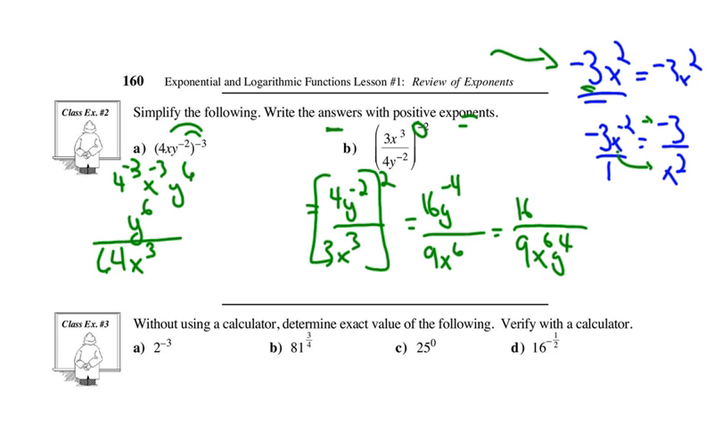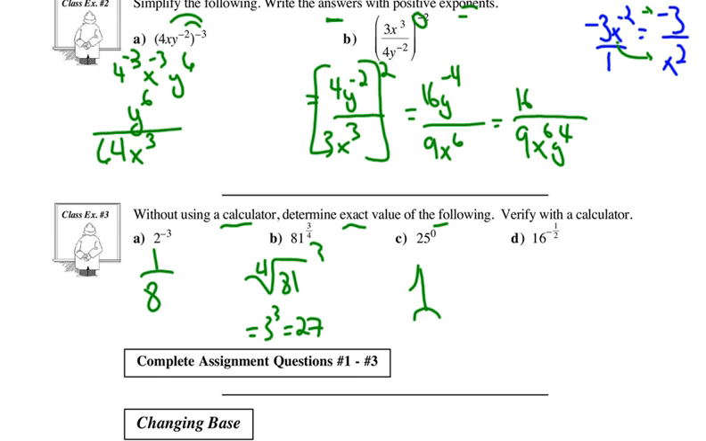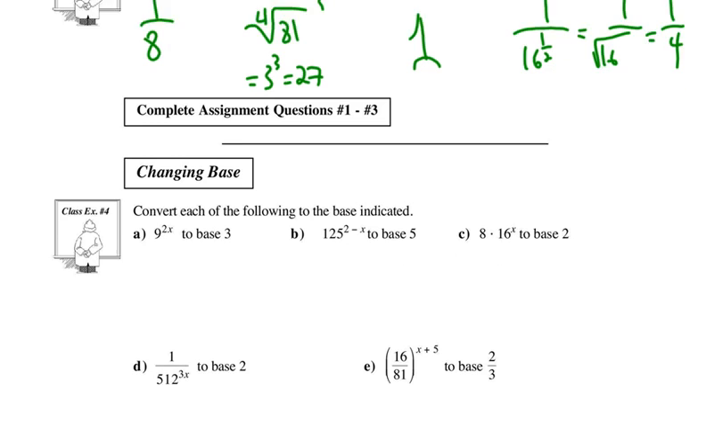All right. And again, without using a calculator, determine the exact value of this and verify with the calculator if you have to. But 2 to the minus 3, that's just 1 over 8. And the fourth root of 81 to the 3, that's just going to be 3 to the 3, which is 27. 25 to the 0, that's 1. And 1 over 16 to the half, which is equal to the square root of 16, is equal to 1/4. All right, we don't need calculators for that, right?